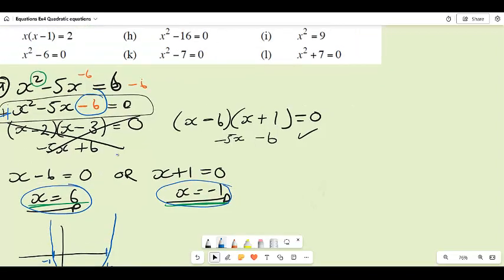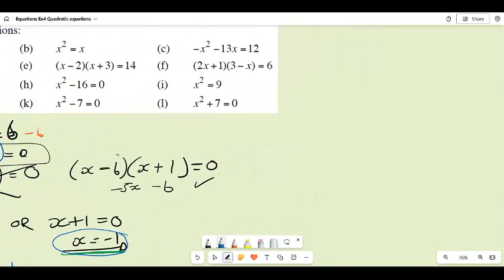Okay, let's do question B. Question B says we have x squared equals x. Now, there is a temptation over here.